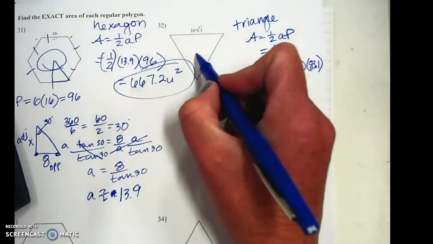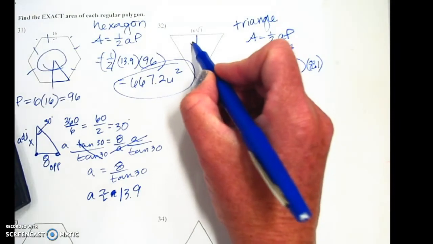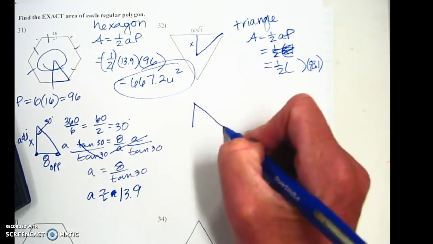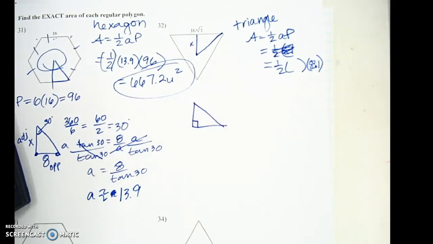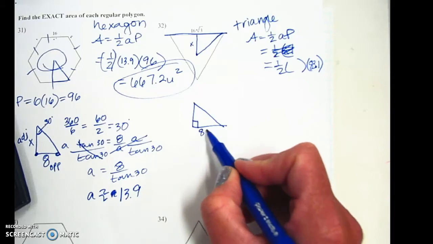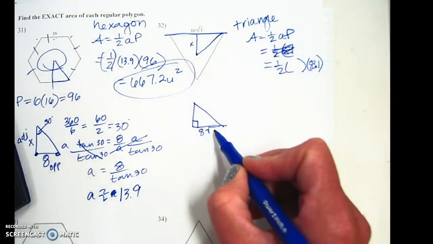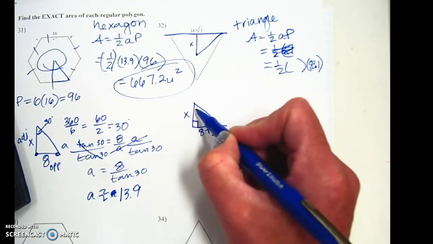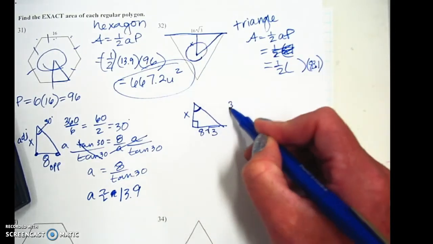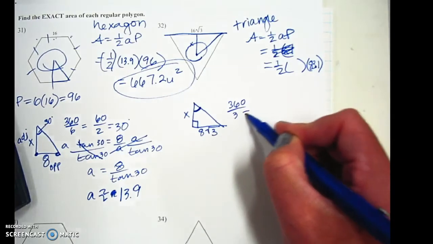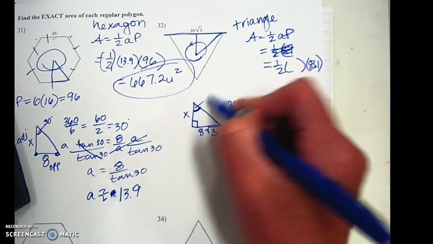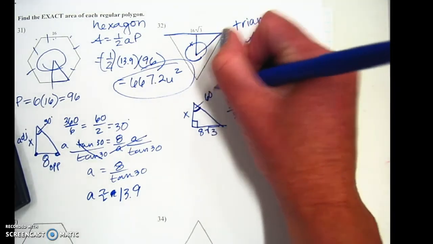Now I just need the apothem. So I'm going to call it x. I'm going to take this triangle out of the triangle. It's kind of upside down now, so I'm going to flip it around. And if the whole side is 16 rad 3, then that means this is 8 rad 3. And I need to get this angle right here. So total of 360, divide it by 3, divide it by 2. So that angle right there is 60 degrees.